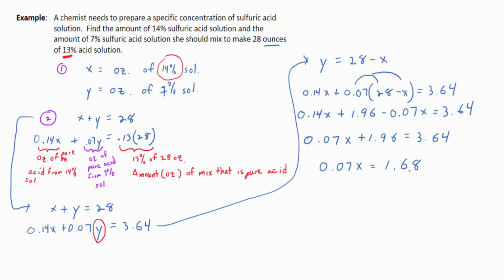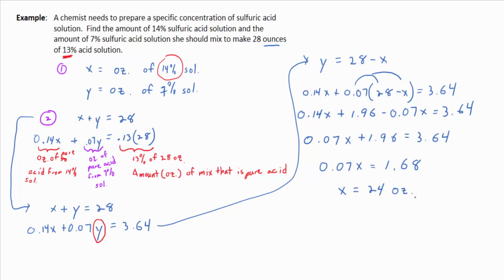Does everybody see what I did? Subtract 1.96 from both sides. Everybody good? Okay, now divide both sides by 0.07. What's 1.68 divided by 0.07? You get 24 exactly? 24 what? Ounces. We'll summarize in a minute, but it doesn't hurt to put in the ounces right here.